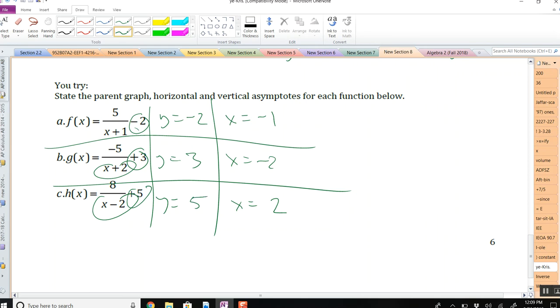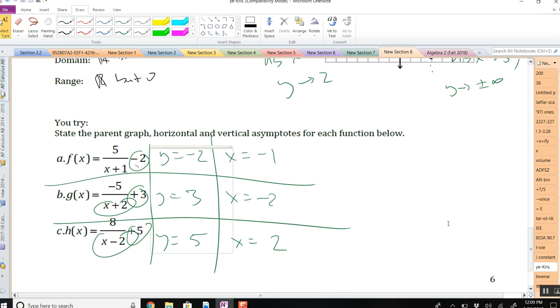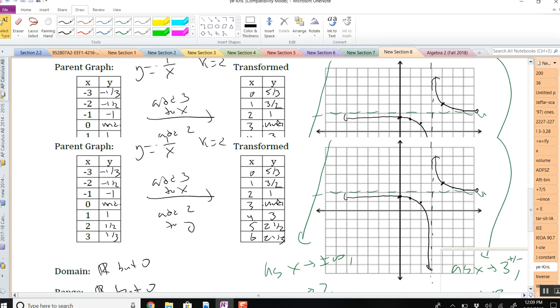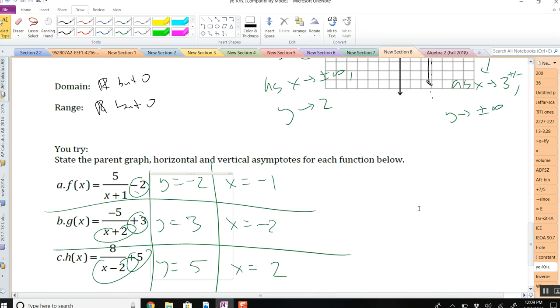So we'll actually do a little more explanation of this next time in class. So that kind of covers all the stuff here for asymptotes as well as simple rational functions. We'll do some practice in this packet when we meet again as a class.